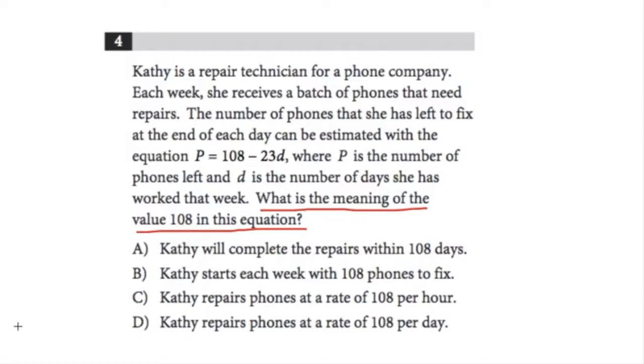Yeah, maybe. I can't eliminate it. 108 days sounds like a long time to complete some repairs, though. Would you agree with that? It seems like a long time. I'm a little bit suspicious of it, but I can't eliminate it, so I won't. Okay, does that make sense?